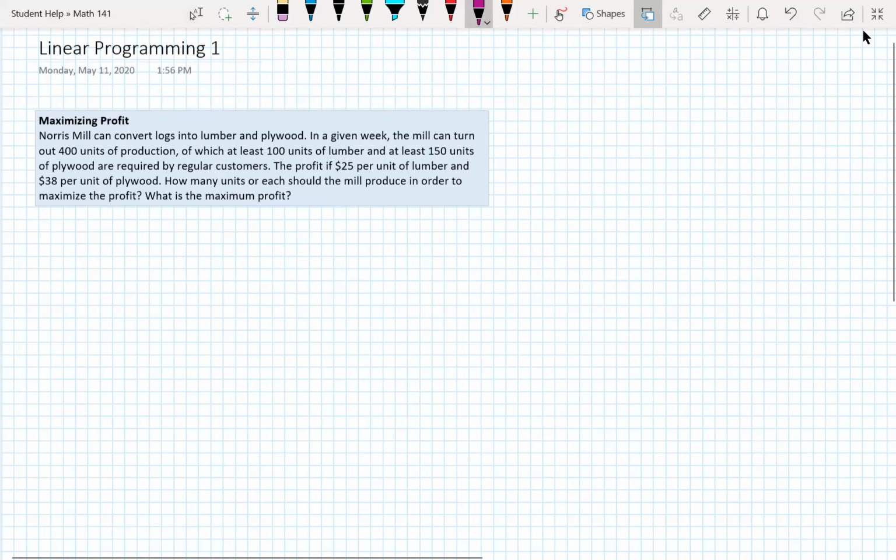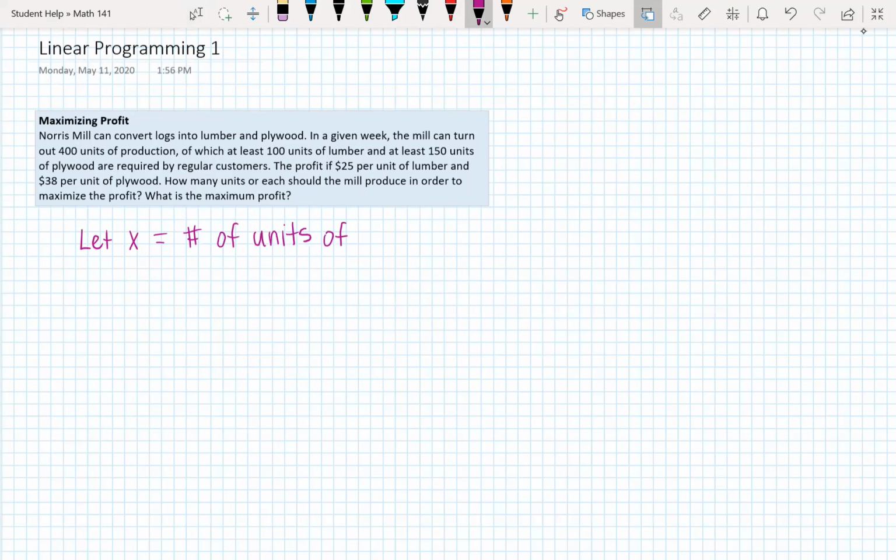So let's let X be the number of units of lumber and then we'll let Y be the number of units of plywood.